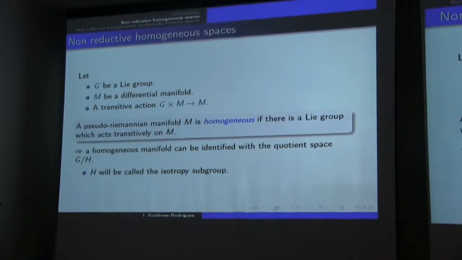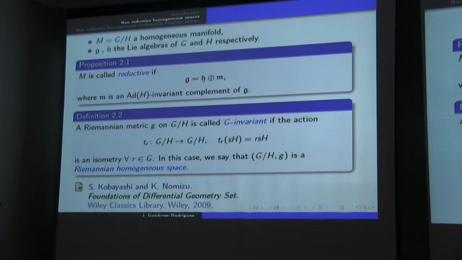With this caution, H will be called the isotropy group. Note that H is closed, but not necessarily connected. M is called reductive if this Lie algebra can be decomposed into a direct sum of H and M, where M is an H-invariant complement of this algebra.